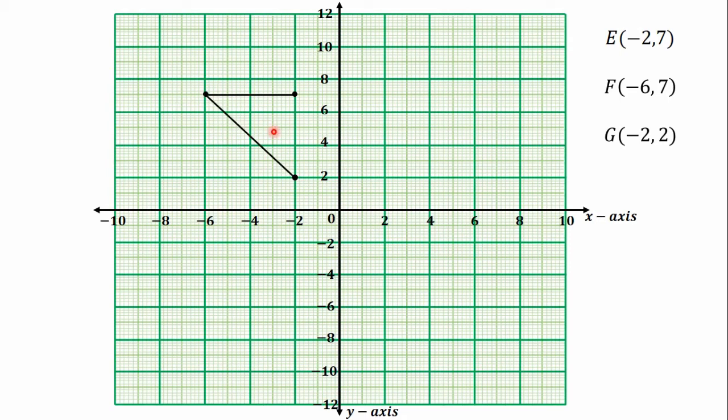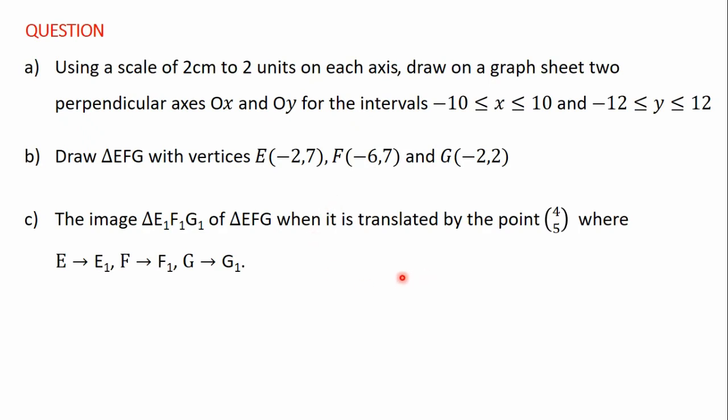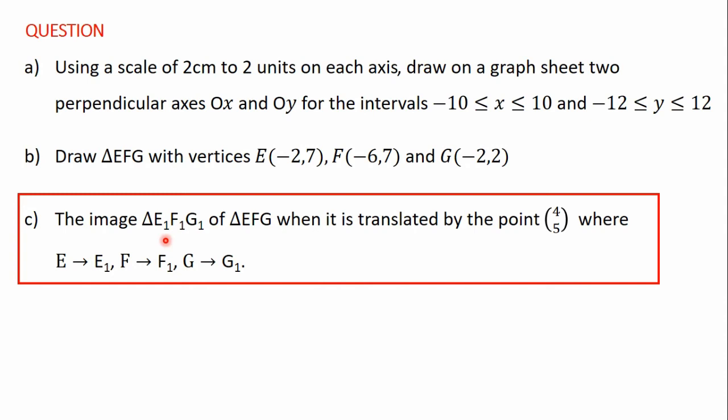Now we join these 3 points to get the triangle EFG. We have to indicate the coordinates of each of the vertices. So this is the vertex E with coordinates -2, 7. This is the vertex F with coordinates -6, 7. And this is the vertex G with coordinates -2, 2. Let's move on to the last part of the question. We are going to find the image triangle E1, F1, G1 of triangle EFG when it is translated by the point 4, 5, where E maps to E1, F maps to F1, and G maps to G1.